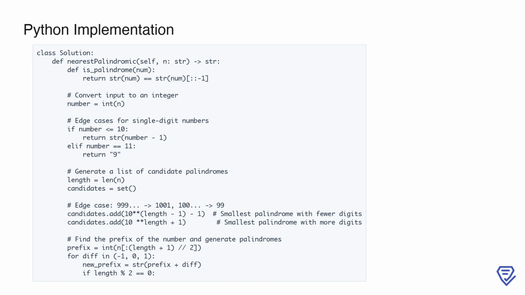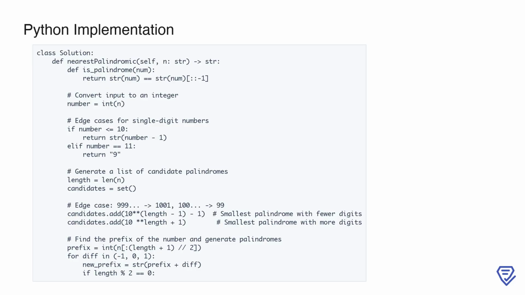We then handle a couple of edge cases for single-digit numbers. If the number is 10 or less, we return the largest number smaller than it, essentially, number - 1. For example, if the input is 10, the output will be 9. Similarly, if the number is exactly 11, the nearest palindrome is 9.